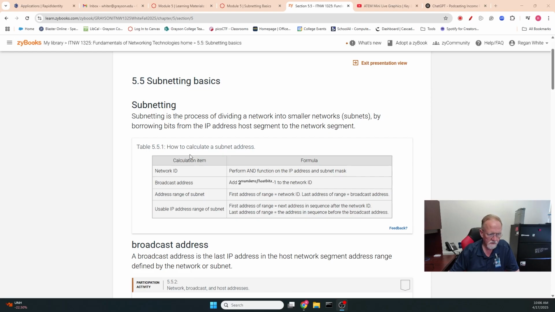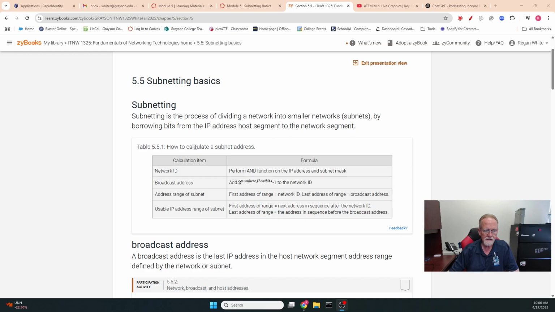Okay, so here we are. Subnetting is the process of dividing a network into smaller networks or subnets by borrowing bits from the IP host segment. So you have the host segment, that's the number of devices that can be on a network, and we're going to borrow some of those and add them to the network segment, which is the network identification.